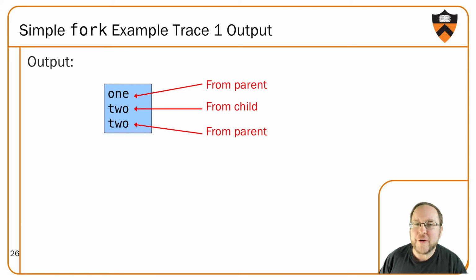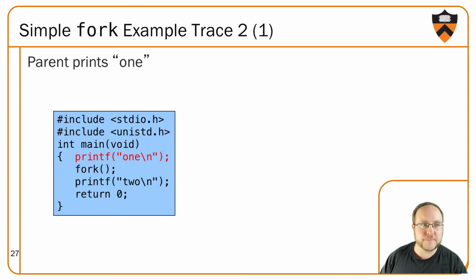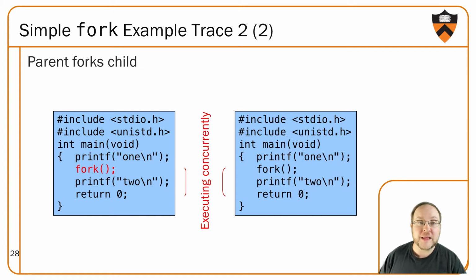But what about if the parent got to run first instead of the child? Let's quickly run through that instead. Again, the parent starts off and prints 1. And again, the fork happens, and now there are two processes executing. Everything's the same thus far.